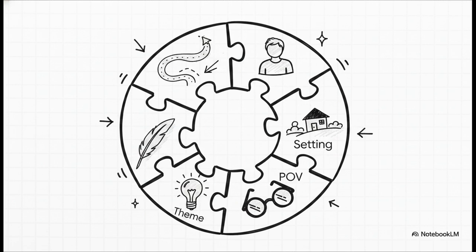Plot is the what happens. Characters are the who. Setting is the where. Point of view is the lens we look through. Theme is that deeper meaning, and style is how you actually use your words. Now, the absolutely crucial takeaway here is that these elements are completely intertwined. They literally do not exist in a vacuum. For example, you simply cannot develop profound, moving themes with arbitrary, poorly thought out characters. Every single element relies on the others to function.